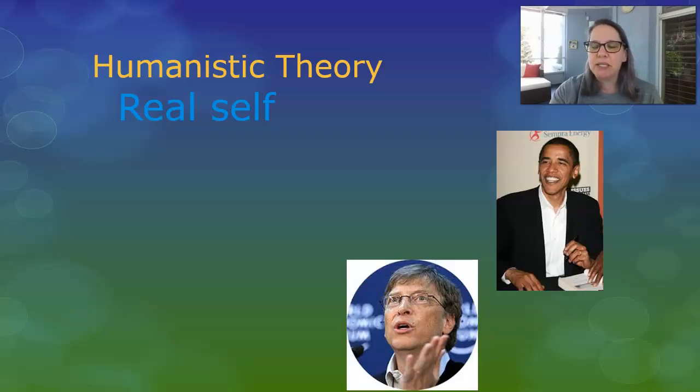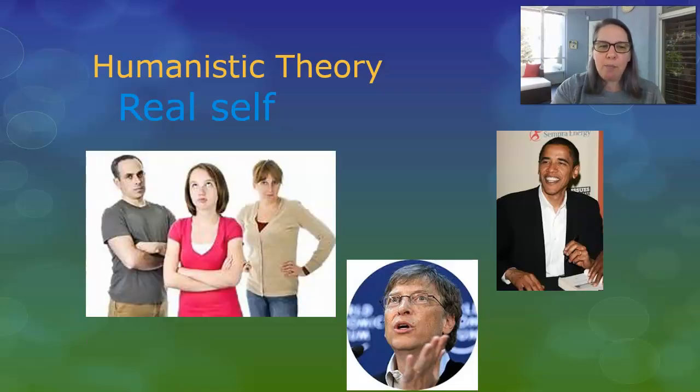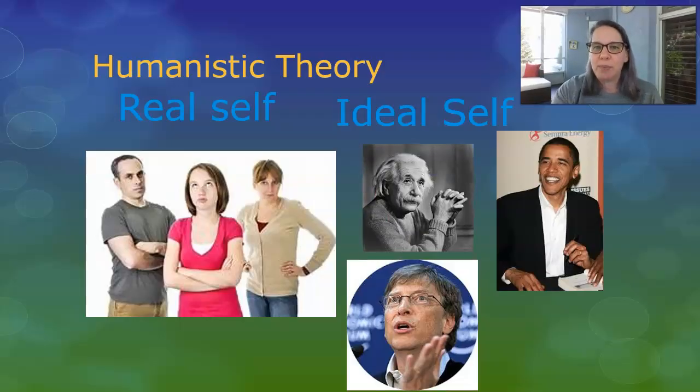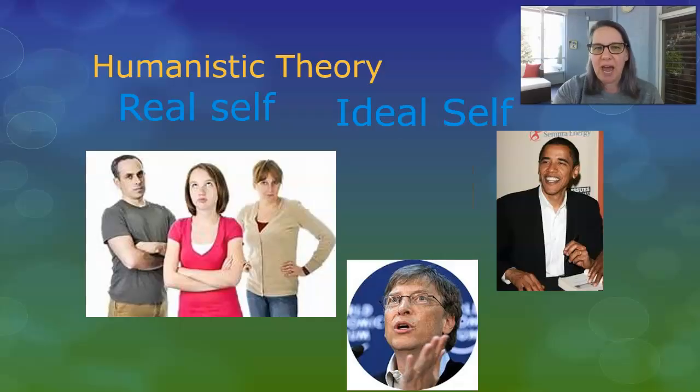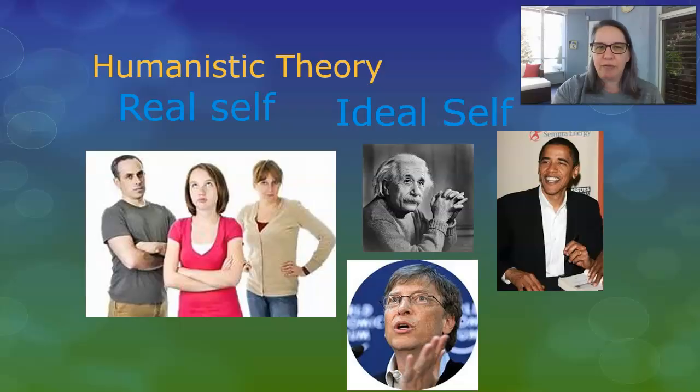So the first concept that we talk about with humanistic theory is this idea of what is our real self? What things are important about our personalities right now? The good, the bad, the ugly, right? Everything, our real self. And then there is this idea of the ideal self. So who do we want to be? Who do we see ourselves as? Okay, here's a couple of examples of ideal self here.